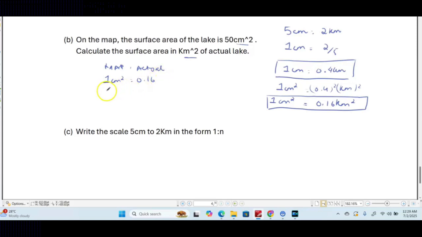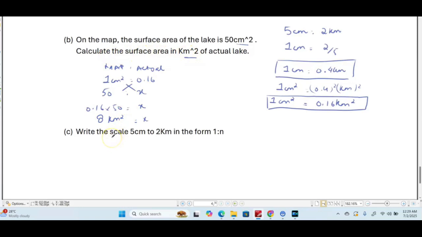kilometer square, and the surface area of the lake on the map is 50 centimeter square. So we've got to calculate the actual one. So we will cross multiply. 0.16 into 50 is equal to x. So this is going to give us 8 kilometer squares to be the actual surface area of the lake.